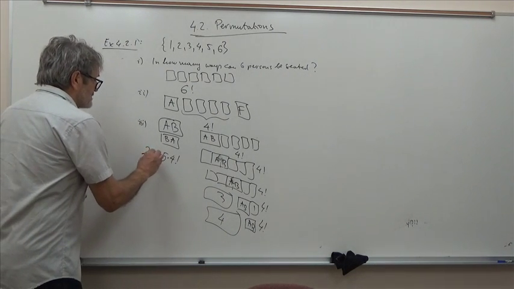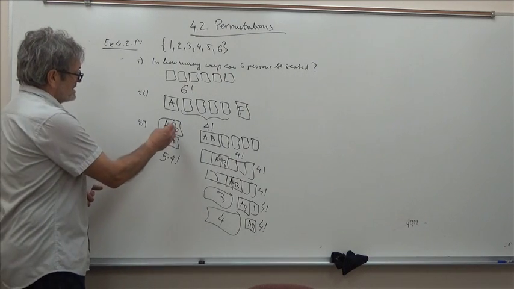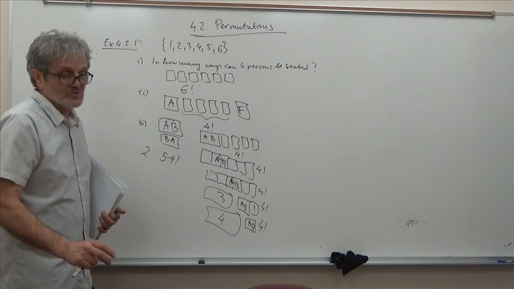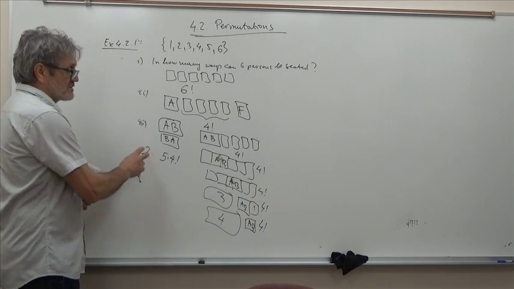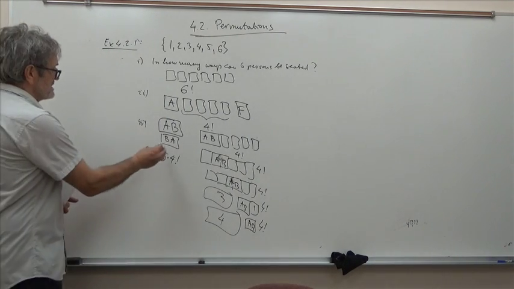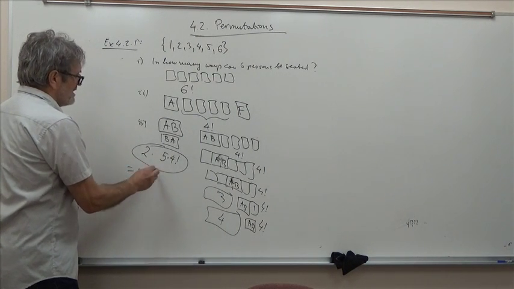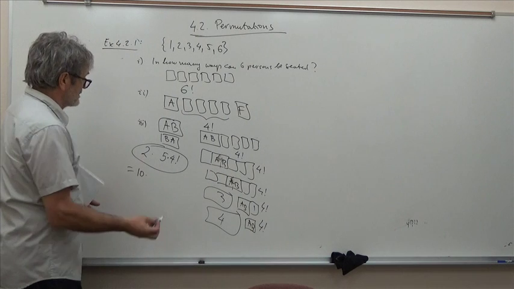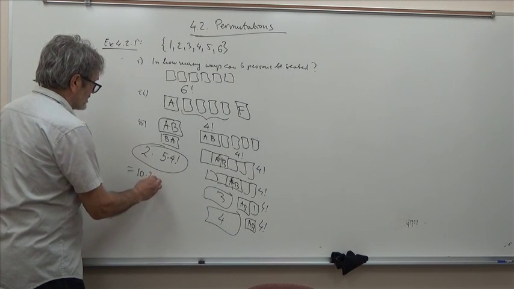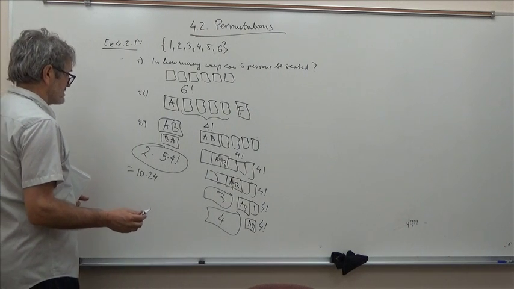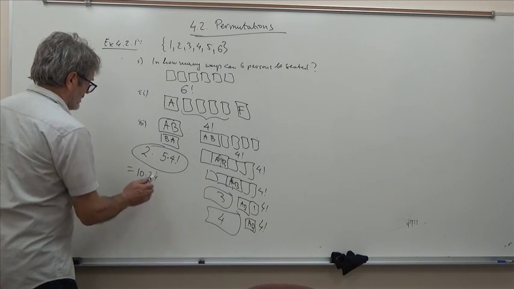And then I need to double that. Why? Because I did all that with A on the left, B on the right, on those 2 seats that they get. But now there's also a version with B on the left, so this is the final answer. By the way, how much is that? 2 times 5 is 10. 4 factorial, you can get it from a calculator, by the way. There is a button for factorial. 4 times 3, 12.